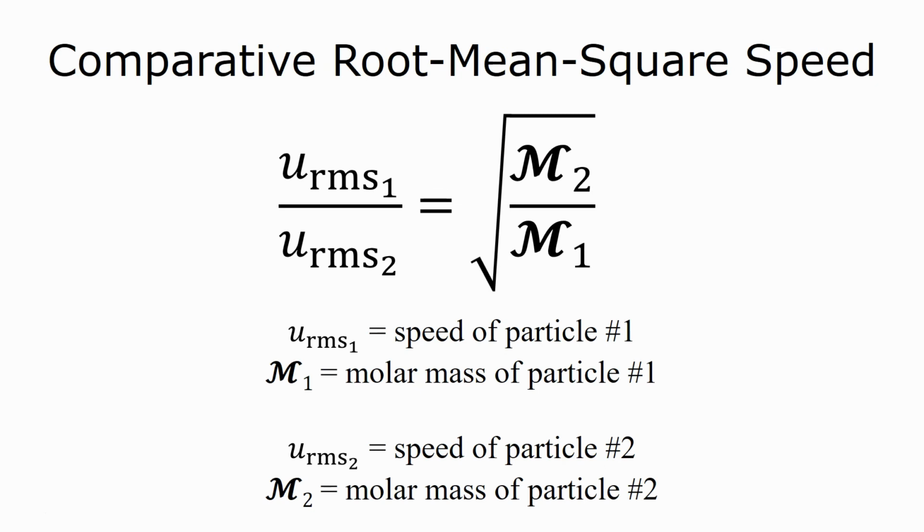A more useful application of root mean square speed is comparing the speed of two gases based on their molar masses. Now remember, the speed of a particle is inversely proportional to its weight, or its mass. So you notice that the root mean square speed of molecule 1, or particle 1, as compared to the root mean square speed of particle 2, is equal to the square root of the molar mass of particle 2 over that of particle 1. It's inverted, and you have to be very careful that you plug everything into the correct variable when performing this calculation.